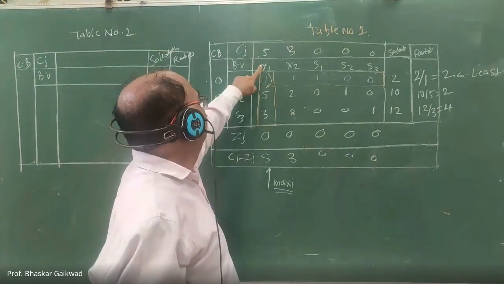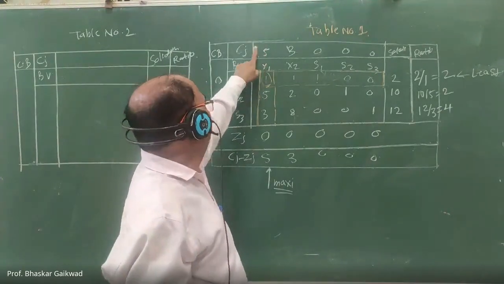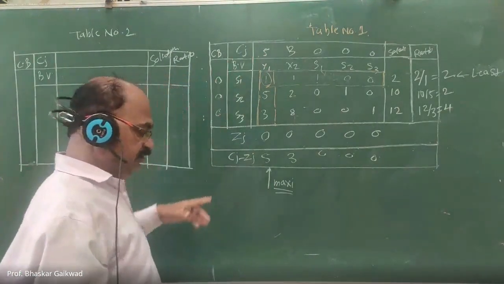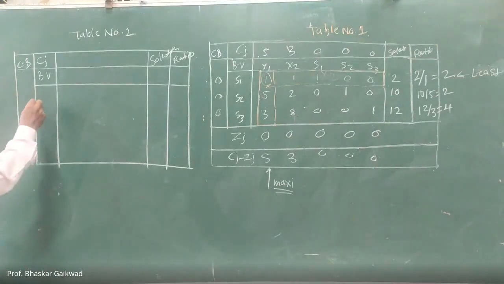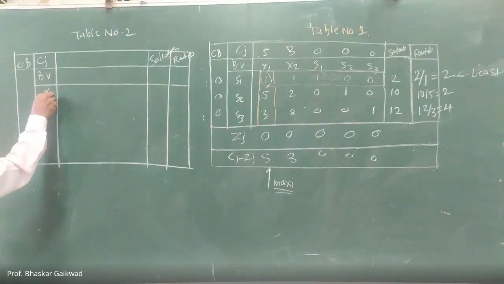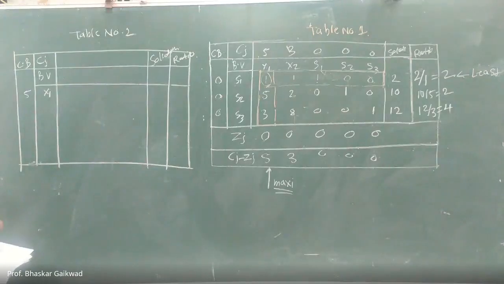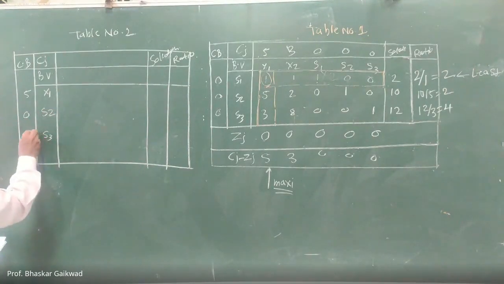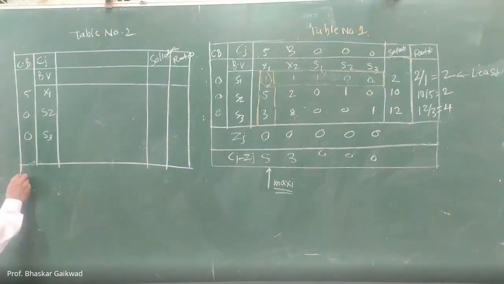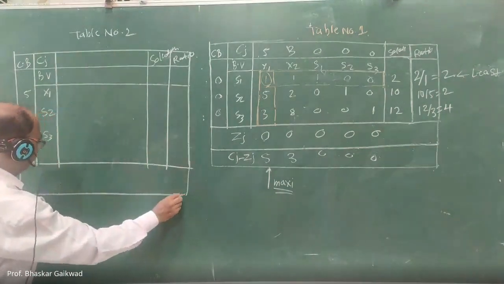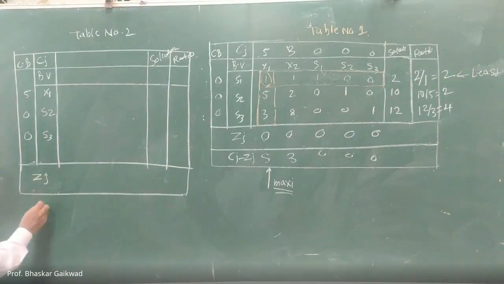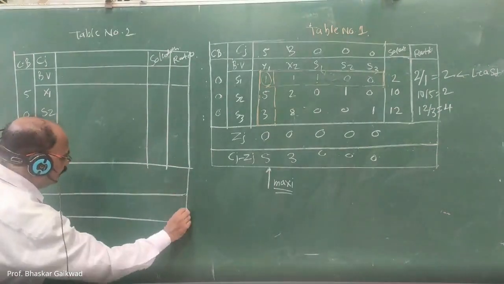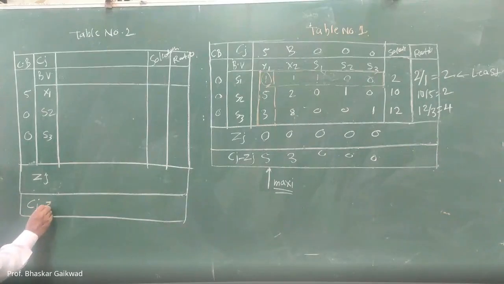And the corresponding coefficient will come here. Similarly, here we can write it. So here x1 corresponding coefficient 5, then x2 0, as usual here will be the value. Correct?